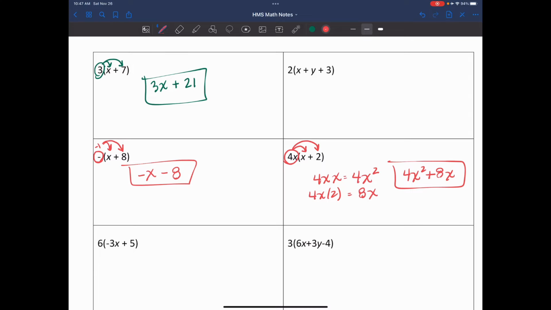Boom, shakalaka. No parentheses, no terms to combine. Yes, they have the same variable, but they have different exponents. So how about you guys give a try at number 2 up here?